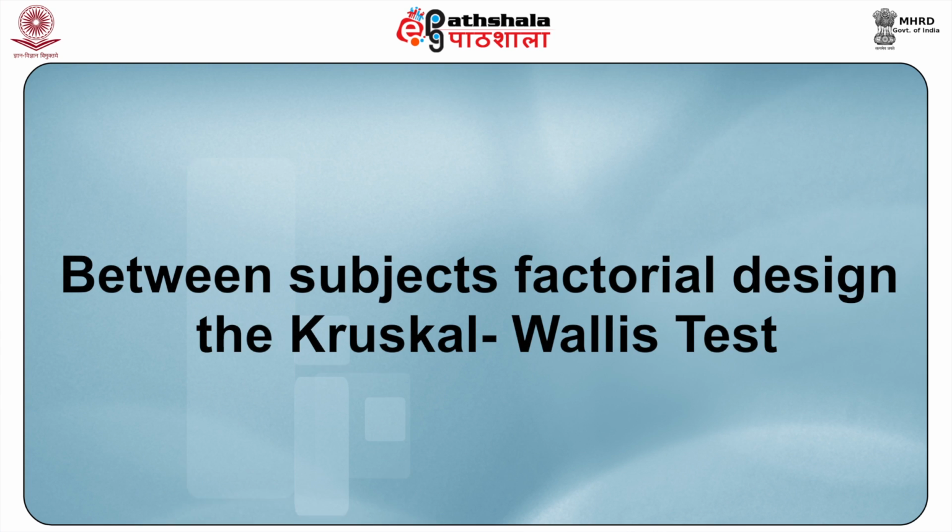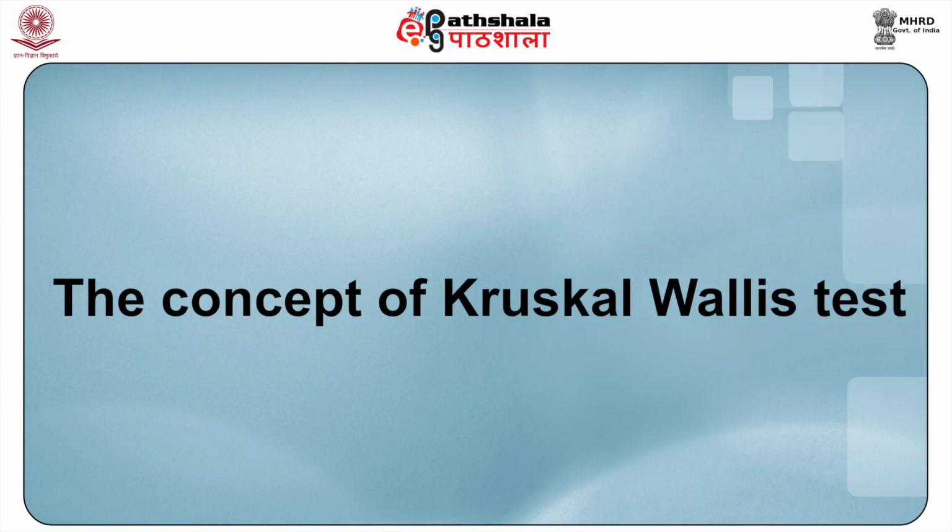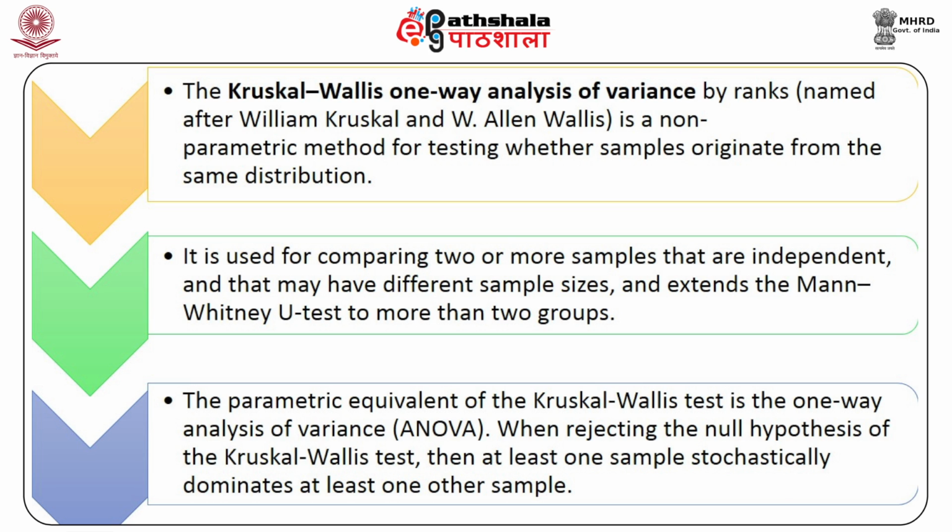The concept of Kruskal Wallis test. The Kruskal Wallis one-way analysis of variance by ranks is named after William Kruskal and W. Allen Wallis. It is a non-parametric method for testing whether samples originate from the same population. It is used for comparing two or more samples that are independent and that may have different sample sizes, and extends the Mann-Whitney U-test to more than two groups.